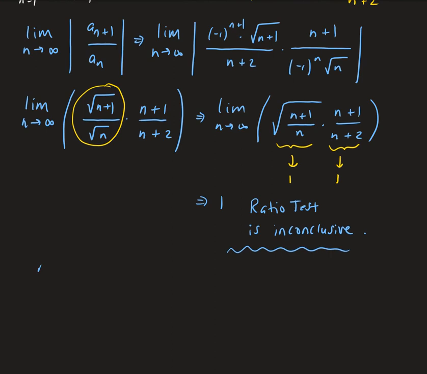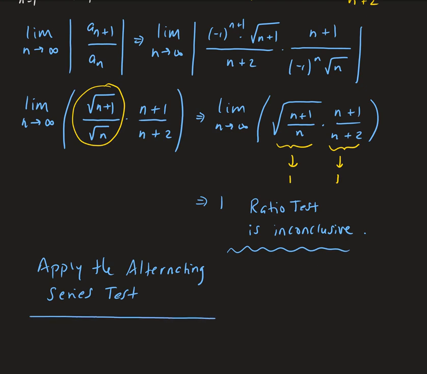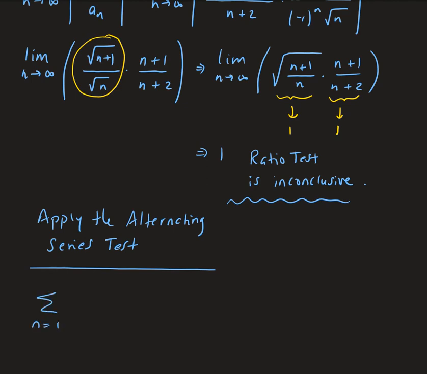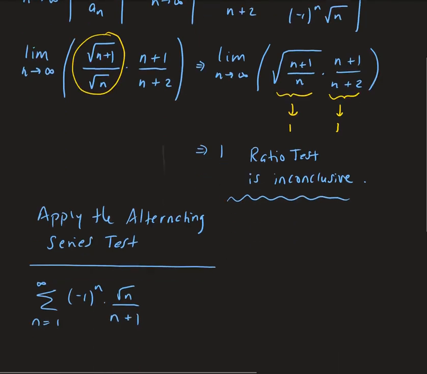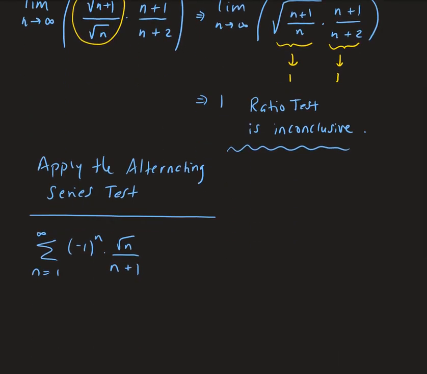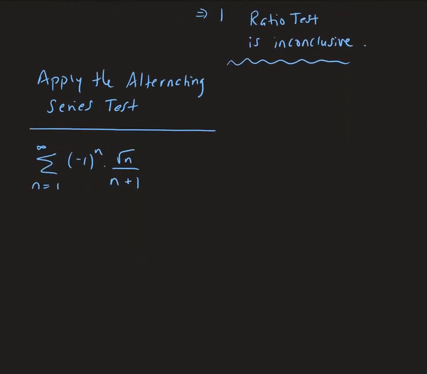Let's apply the alternating series test. Just rewriting what we had: minus 1 to the nth times root n over n plus 1. There are two conditions to check. The first condition is that we need to make sure that the limit of the nth term is going to 0.